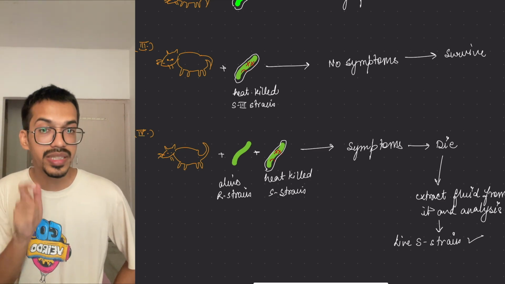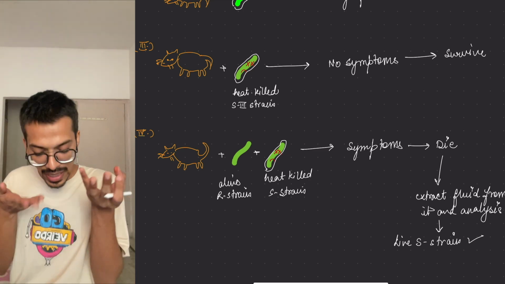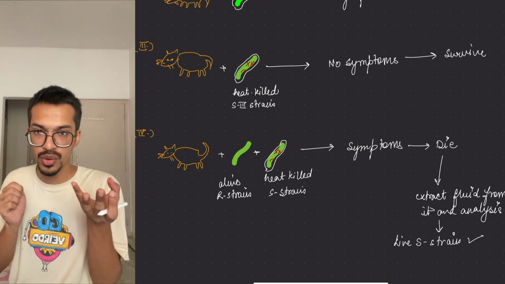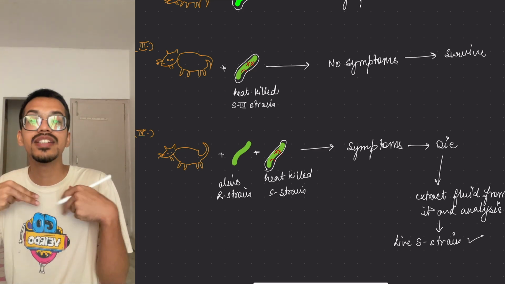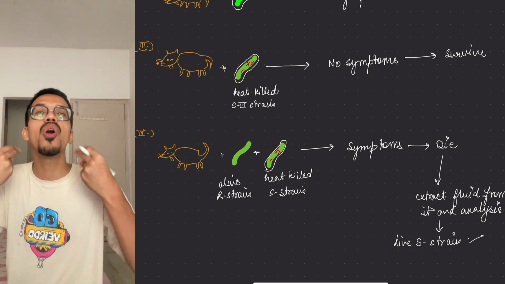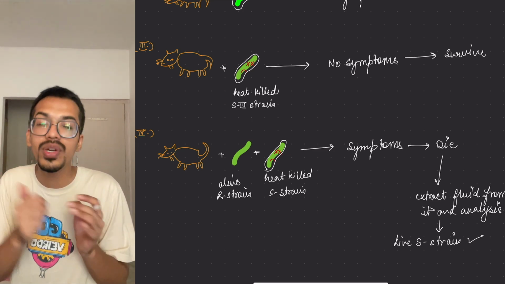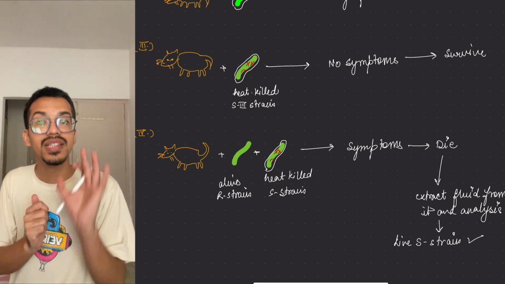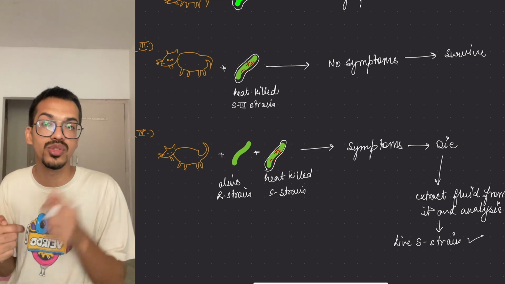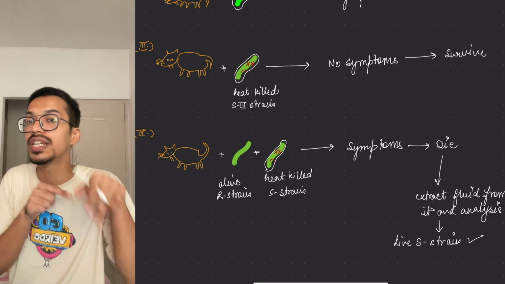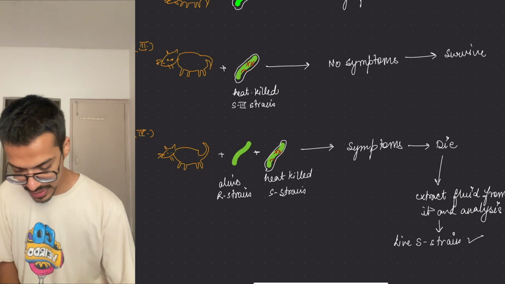There were certain materials present in the heat-killed S strain, which were taken up by the R strain, and it transformed itself into what? S strain. What material would it have taken to transform itself? That is not the capsule, but the genetic materials which will make that capsule and change this R strain to the S strain. So what conclusion was given to it?